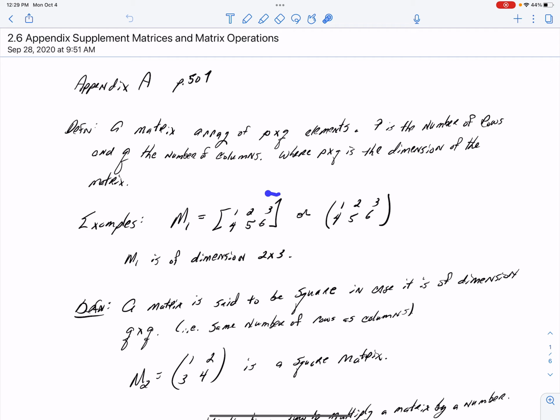So, as an example, if I have this matrix right here, 1, 2, 3, 4, 5, 6, I say it is of dimension 2 by 3. In other words, 2 rows and 3 columns. By the way, your book has a tendency to write matrices with these round braces. Most other books use square brackets.